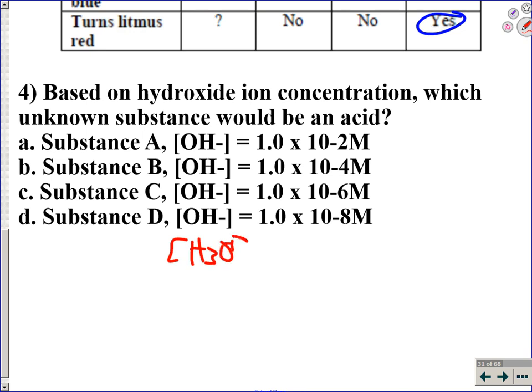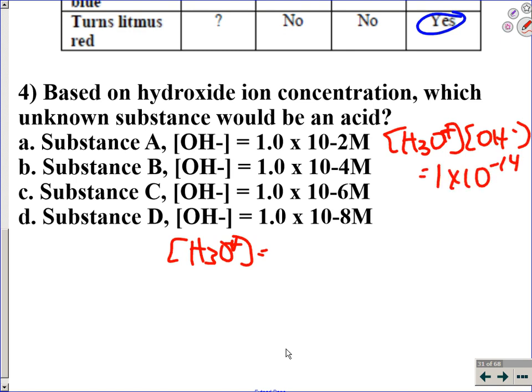So how can you do that logic in your head so quickly? What are you looking at? The -8 and the -14. Okay, so if hydroxide is 1 times 10 to the -8, remember when you multiply hydronium times hydroxide, they have to equal what? 1 times 10 to the negative 14th. So you add your exponents, so that should be 1 times 10 to the -6. Which of these values is bigger?